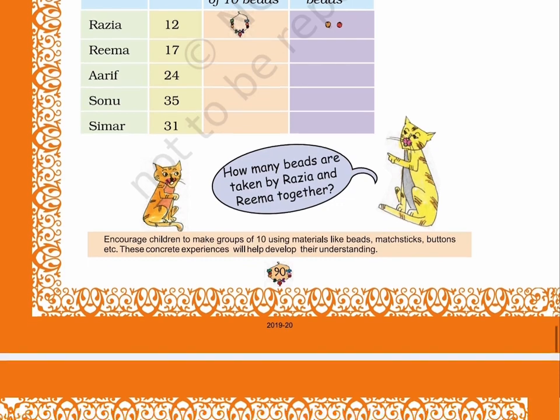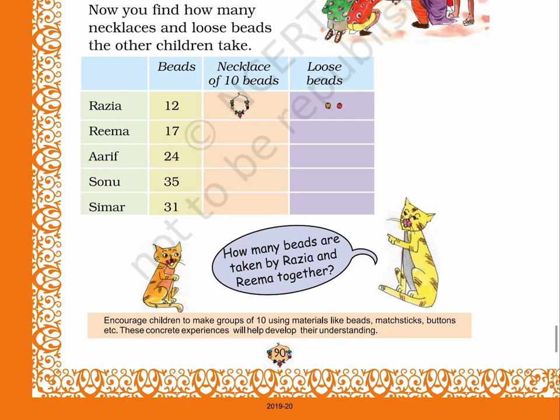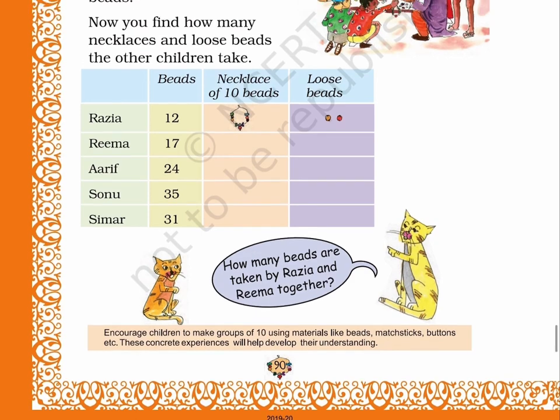Third row, column 1, Arif. Column 2, beads, 24. Column 3, necklace of 10 beads, dash. Column 4, loose beads, dash. Fourth row, column 1, Sonu. Column 2, beads, 35. Column 3, necklace of 10 beads, dash. Column 4, loose beads, dash.